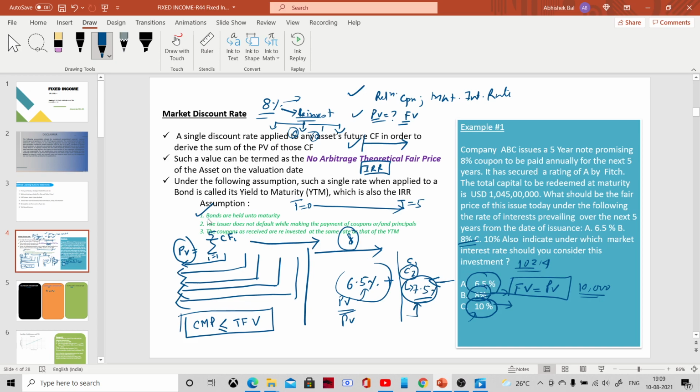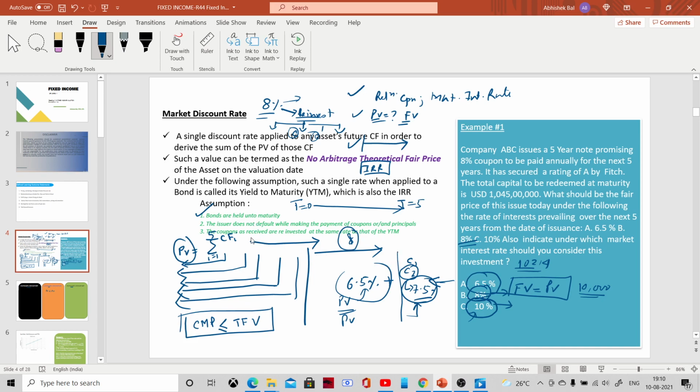So the assumptions are that the bonds must be held until maturity. Second is that the issuer does not default, as we discussed, because if the issuer defaults, then this calculation makes no sense. And the third is the coupons as received are reinvested at the same rate as that of the YTM. Simply put, the same market interest rate at the time of the issuance of the security itself. Because if it were not so, then again this calculation will not make any sense.